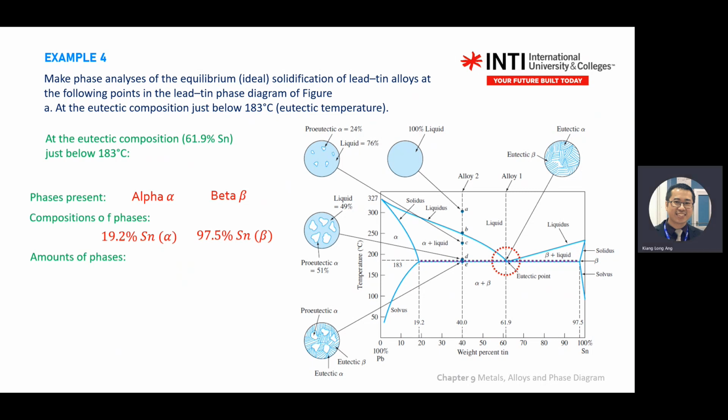But again, we still follow the graph. We still follow the graph. What is the title of the graph? If the title is tin, then you use tin. You use Pb or something.